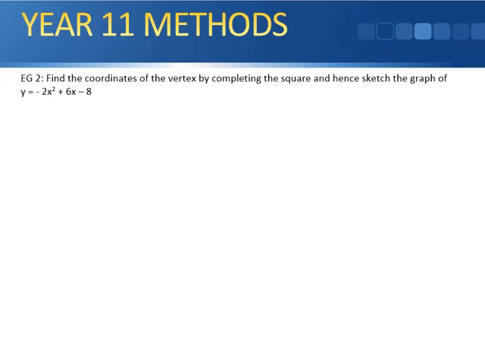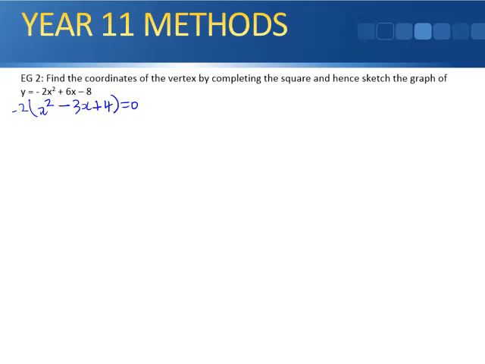Okay, the next one. Find the coordinates of the vertex by completing the square and hence sketch the graph of that. Okay, so let's complete the square here. Hopefully I've got room to sketch, or else I'll just leave it out. So with this one here, we've got minus 2. I'm going to factorize at the same time as putting it equal to 0. X squared. Because remember, to complete the square, we've got to have a 1 in front of that x squared. This becomes a minus 3x, and this becomes a plus 4 equals 0.